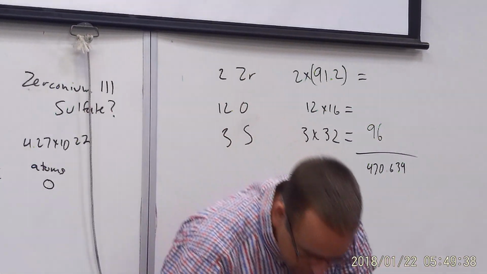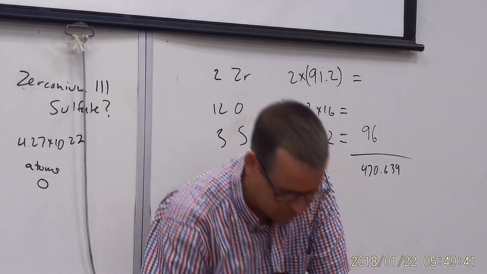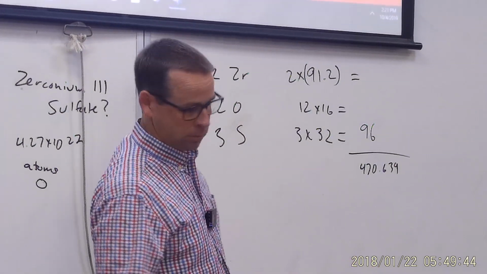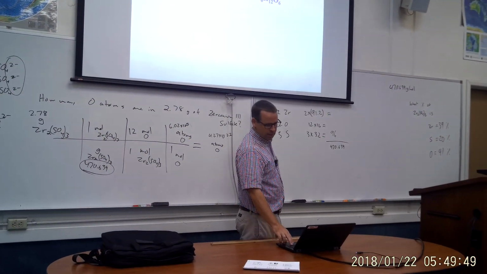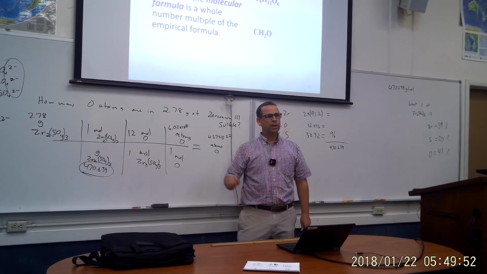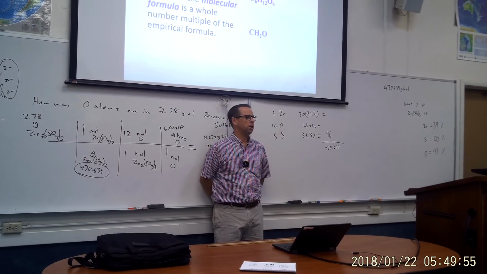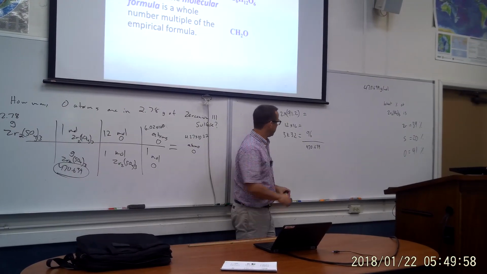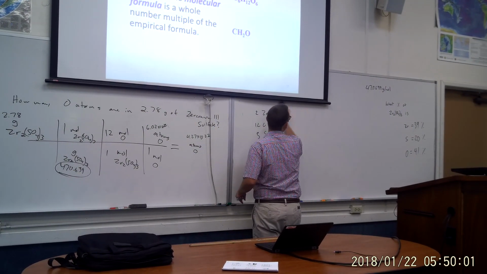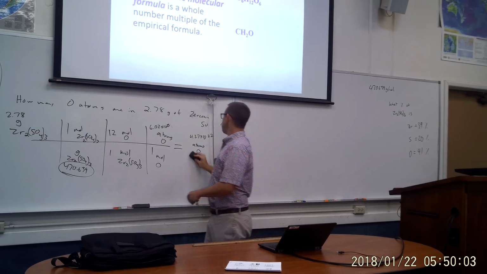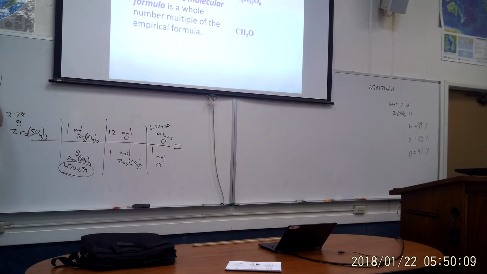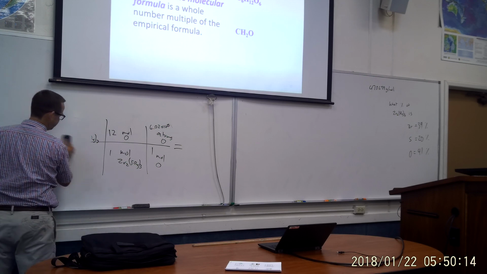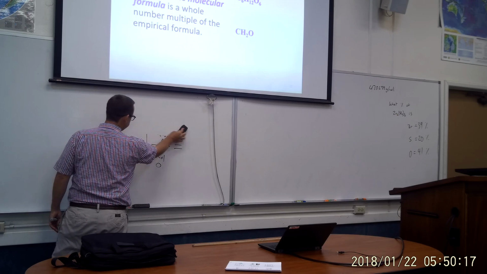Now, from that information, we can identify what we call the empirical formula of a compound. Empirical formula. So from our mass percentages, we can get an empirical formula. And I want to show you how this is done, so hopefully you can be confident in this sort of thing. Okay.